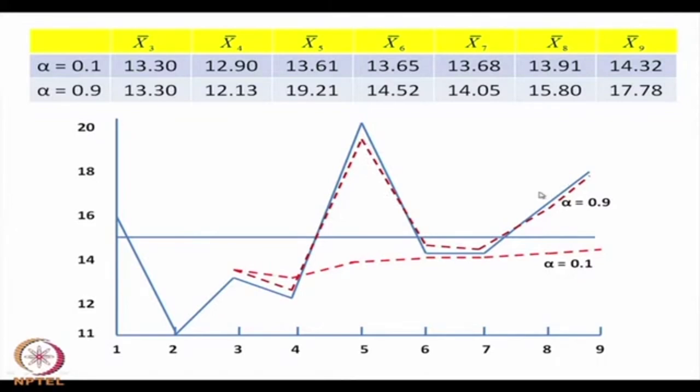Okay. So, it means a higher value of alpha gives a higher weightage to the most recent data and low weightage to the past data, and therefore, it has a tendency to track the change quickly. Its response is fast, whereas when we take alpha equals 0.1, then it is unable to track the underlying change and it smoothens the fluctuations quite a lot.